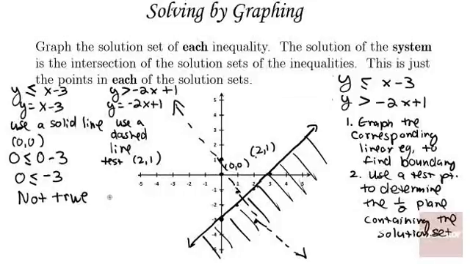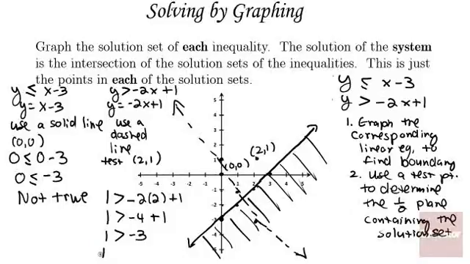So I'm going to insert 2, 1 into that inequality. 1 is greater than negative 2, x is 2, plus 1. And 1 is greater than negative 4 plus 1. 1 is greater than negative 3. And this is true. Since this is true, that means that the test point is in the correct half plane where the solution set lies. So for this line, this is the upper half plane, and this is part of the solution set. I'm going to go ahead and shade that in.